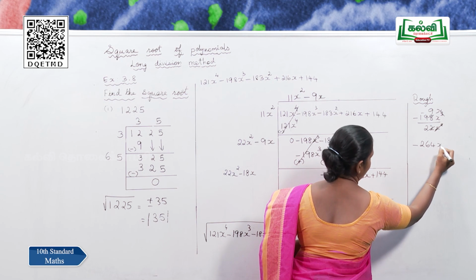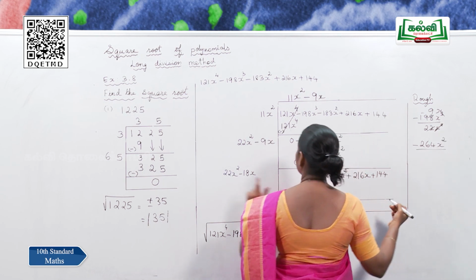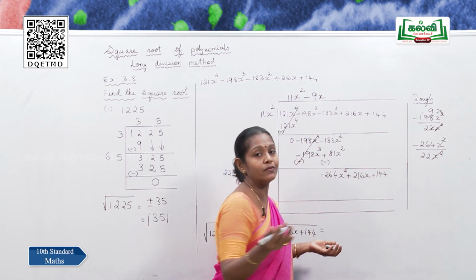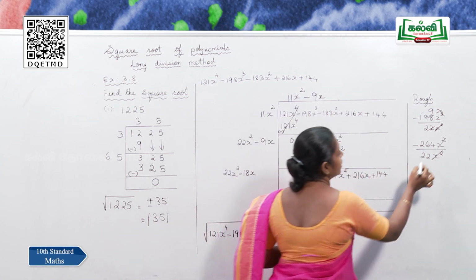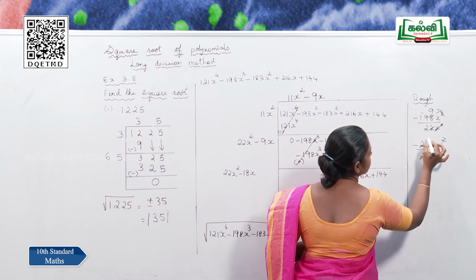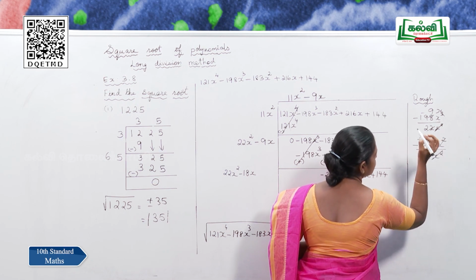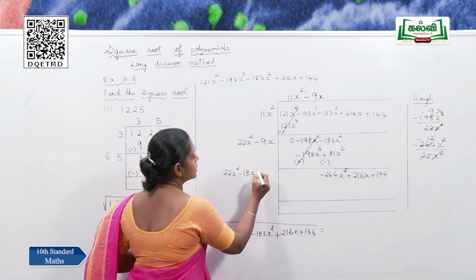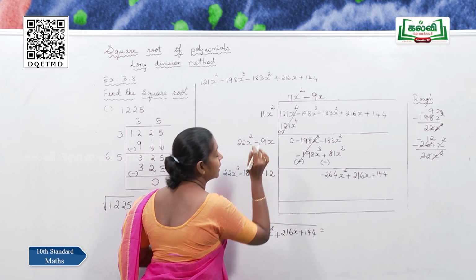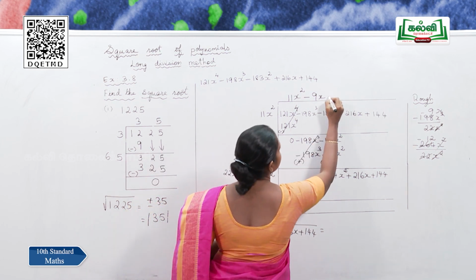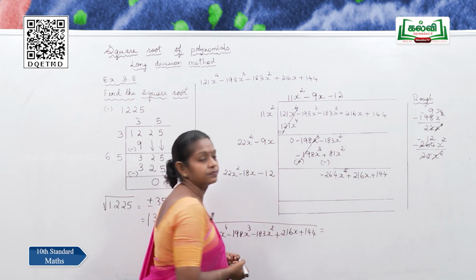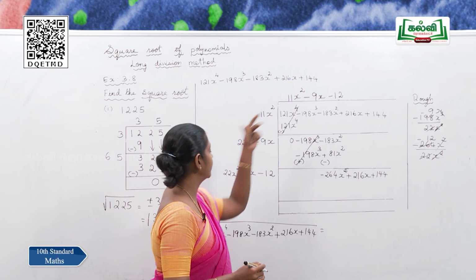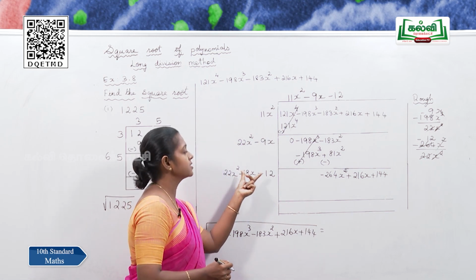Minus 264x squared by 22x squared. You all know x squared will be cancelled naturally. But if you divide this, what will you get? 12 times, minus 12 times. So I have got minus 12. Good. So I have to introduce that minus 12 both in this divisor place and in the quotient place. Are you clear? Right. Now again, I have to multiply this minus 12 with 22x squared minus 18x minus 12.